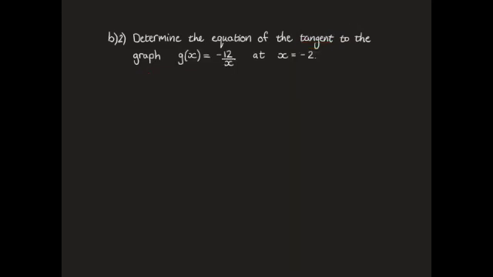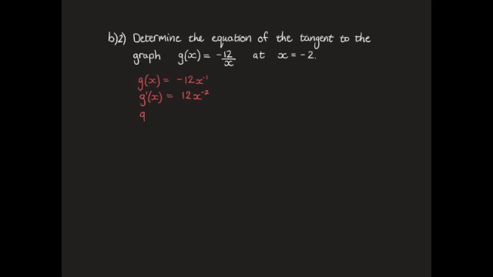Question B2 asks us to determine the equation of the tangent to the graph, and it gives us the function and the value x is equal to negative 2. Now whenever we've got x in the denominator, we need to change that, so before we find the derivative at least. So we know that it's going to be negative 12x to the power of negative 1. And once we've found the derivative, we're going to do negative 12 times negative 1 gives us 12, and then we've got x to the negative 2.